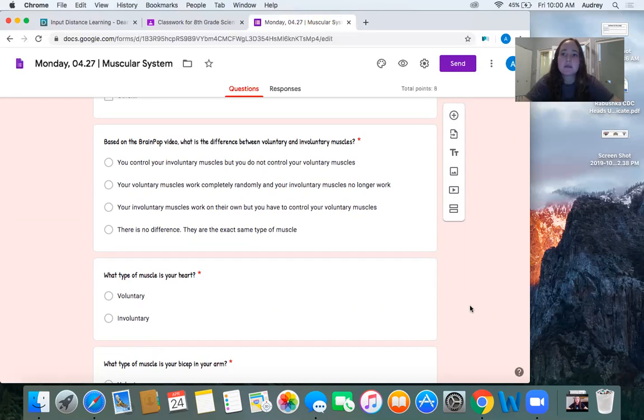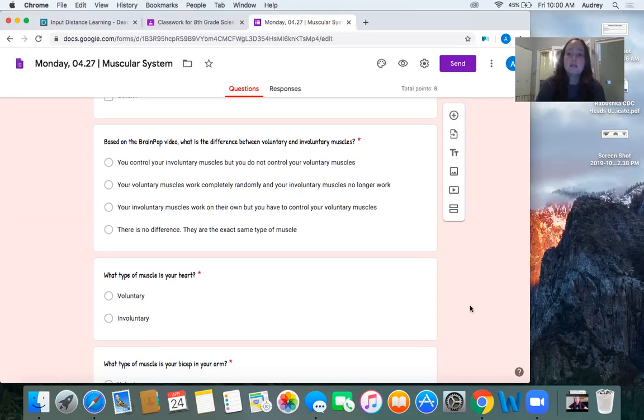Your involuntary muscles work on their own, but you control your voluntary muscles, right? I'm moving around, I'm waving my arms. These are voluntary muscles in my arms that I'm choosing to move. My arms are not just moving at random. Sometimes we have muscle spasms where your arm might twitch by itself, but really you have to control these muscles. If I want to get up and walk, I'm controlling those muscles.